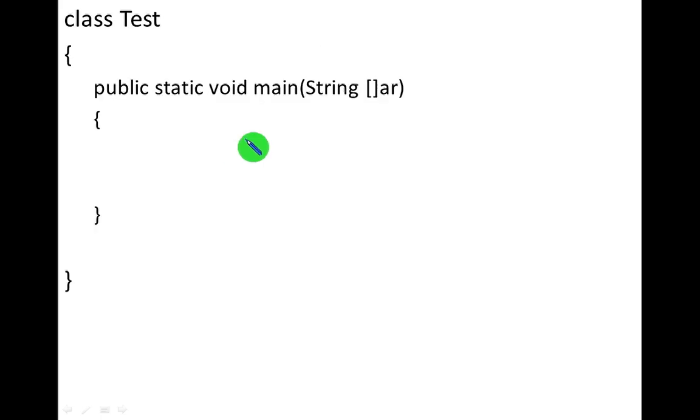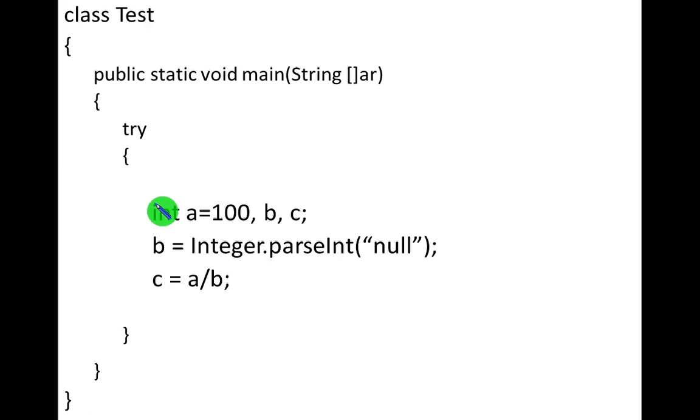So see this example code. There is a class namely Test, which consists of the main method. Inside the main method, within the try block, we are writing the code which raises exceptions. Here we are going to catch two exceptions, namely NumberFormatException and ArithmeticException.